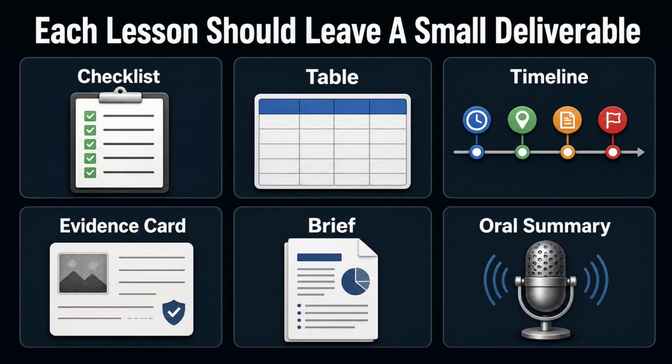Why insist on output? Because "I understood it" is hard to verify. A small deliverable shows whether you can actually use the idea. It also becomes part of your learning archive. If you finish a lesson and nothing exists outside your head, the learning is fragile. If you finish with a small output, you can review it, improve it, and reuse the pattern later.